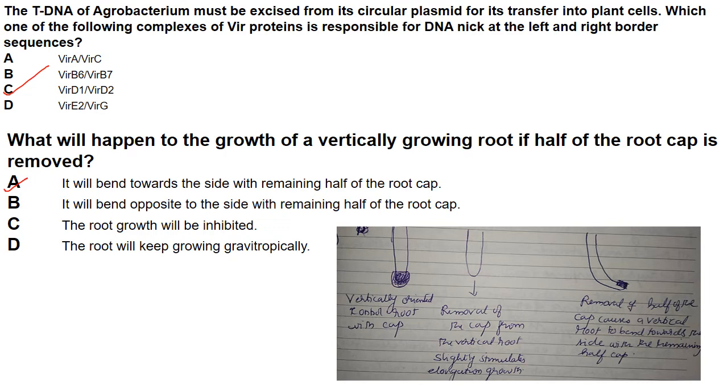What will happen to the growth of a vertically growing root if half of the root cap is removed? Now, this is the vertically oriented control root cap. Removal of the cap from the vertical root slightly stimulates elongation growth. But if you remove half of the cap, it causes the vertical root to bend towards the side with the remaining half cap. So it will bend towards the side with the remaining half of the root cap. Answer is option A.